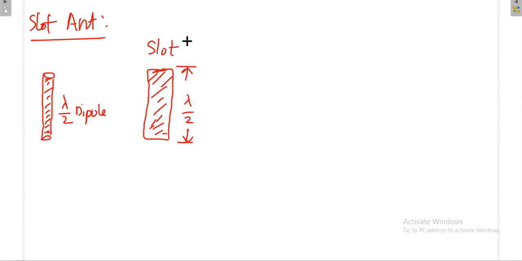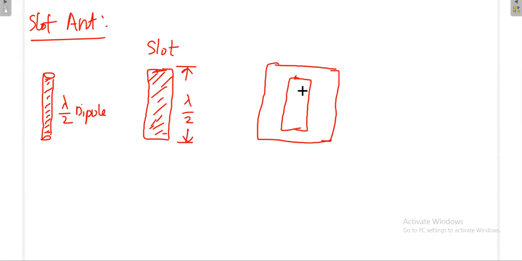So then what is a complementary slot antenna? Already a big sheet of conductor is there. From the sheet of conductor, I remove this portion. The left out portion will form another antenna. If I remove this portion, the removed portion is acting as a slot antenna. The remaining portion will act as a complementary slot antenna.